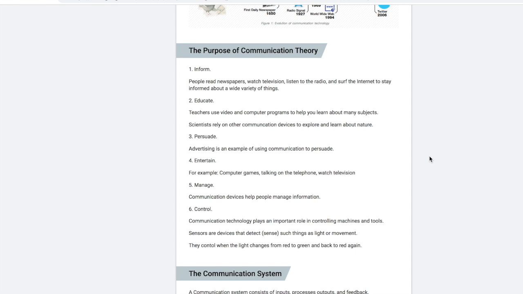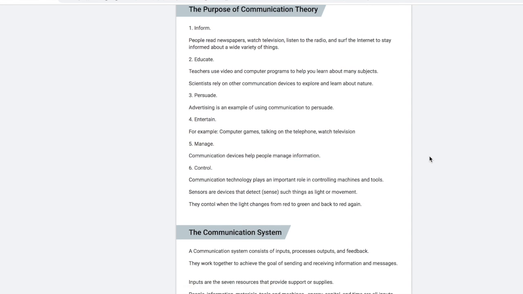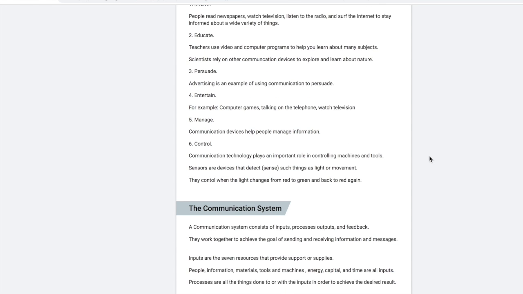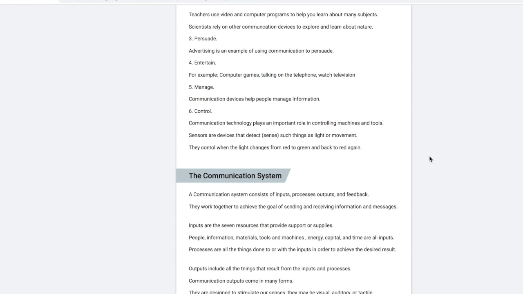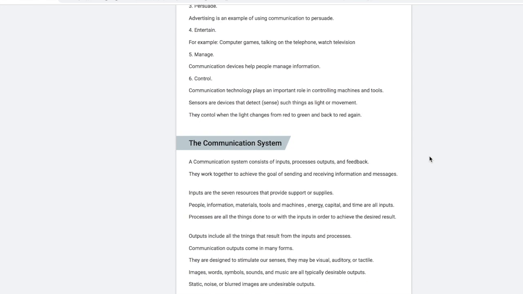3. Persuade. Advertising is an example of using communication to persuade. 4. Entertain. For example, computer games, talking on the telephone, watching television. 5. Manage. Communication devices help people manage information. 6. Control.